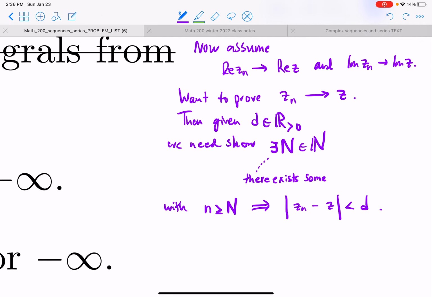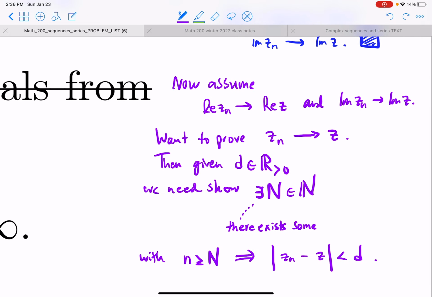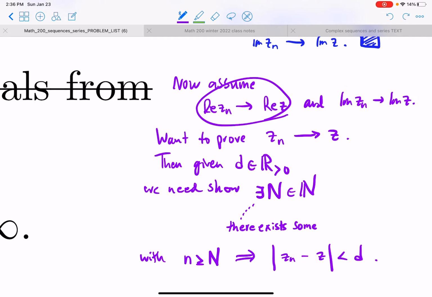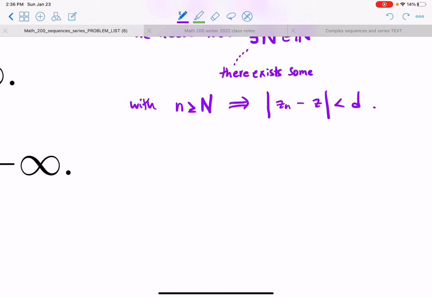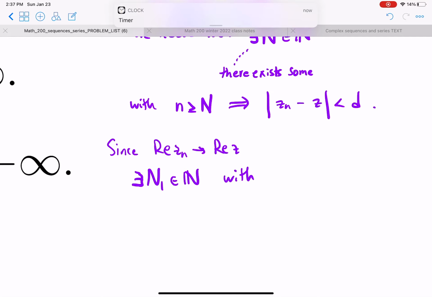Okay, so now how do I find this capital N? Well, because I'm assuming that these converge, I know that given any positive number d, there exists an n1 and an n2 such that these hold. So let's now write that out. Since the real parts of the Zn converge to the real part of Z, there exists some n1 with, and actually I'm going to need to choose like d over 2 or something, but this is me looking ahead.